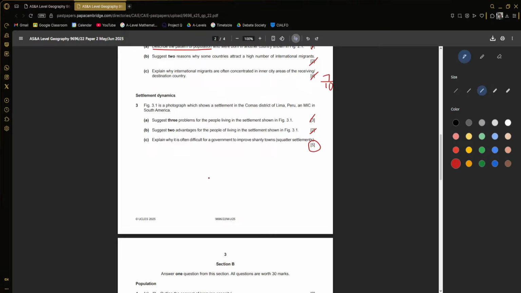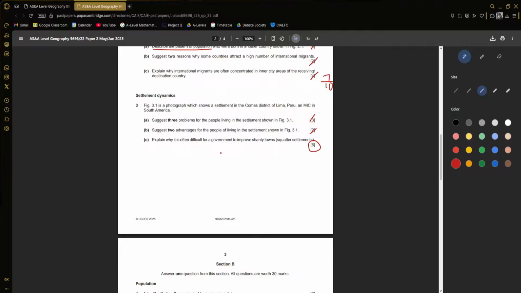Another thing, obviously, is cost. It's expensive to build infrastructure and have some improvement policies, and therefore it is difficult because it's costly, and it's not really cost effective to build up these shanty towns for these people, whereas the money would be better spent somewhere else, like developing industry.